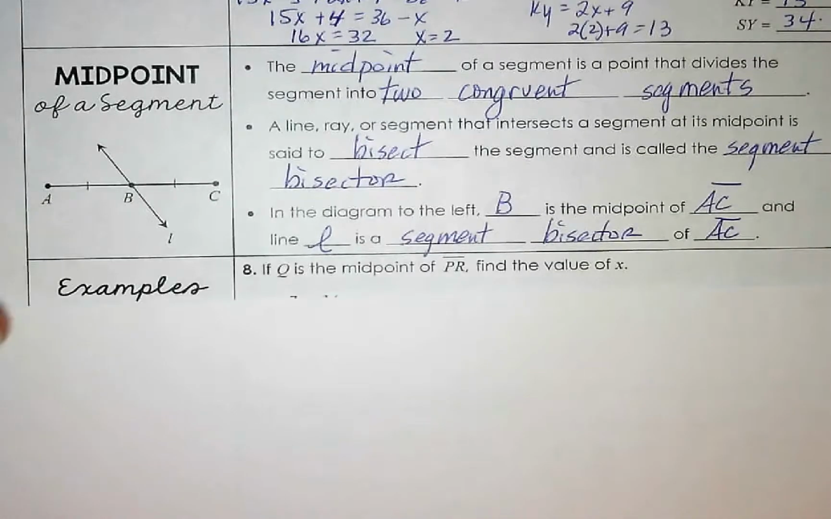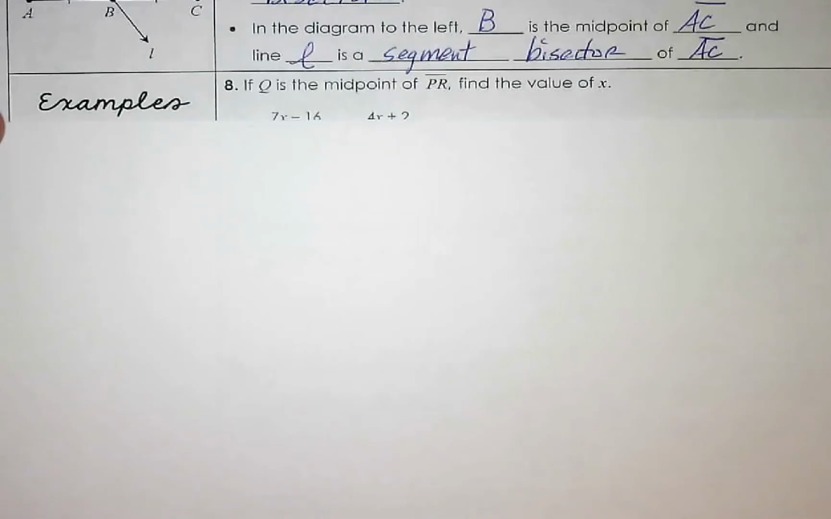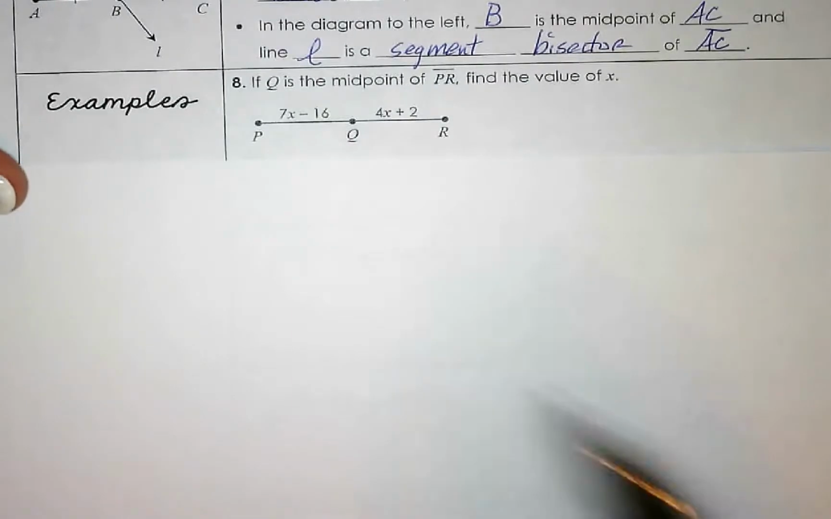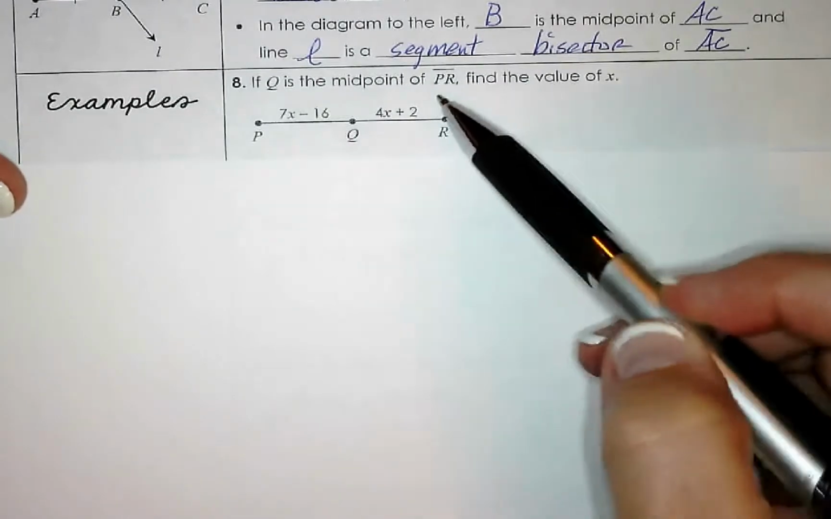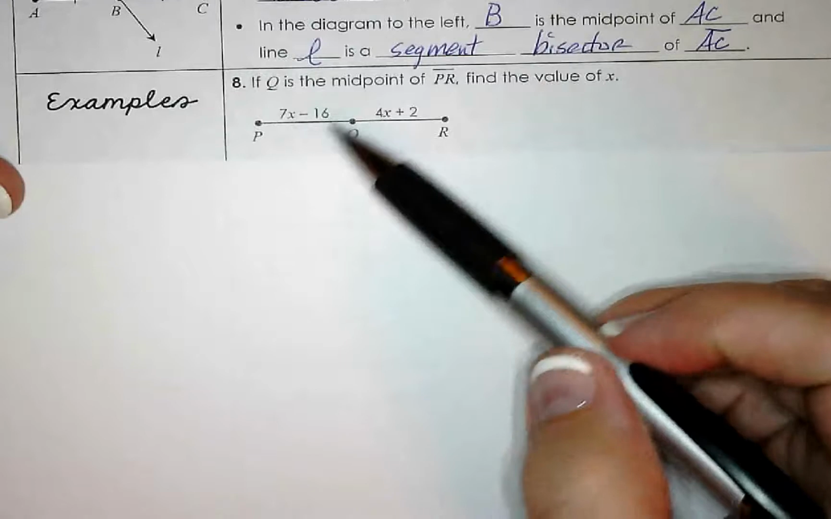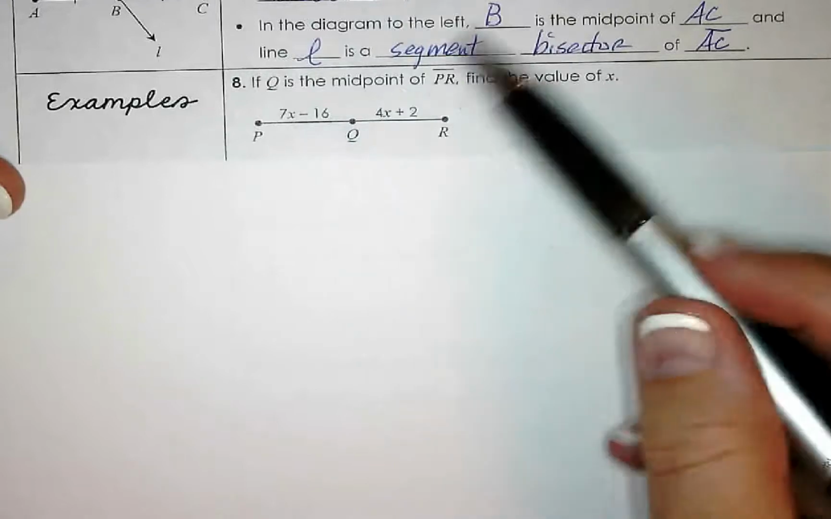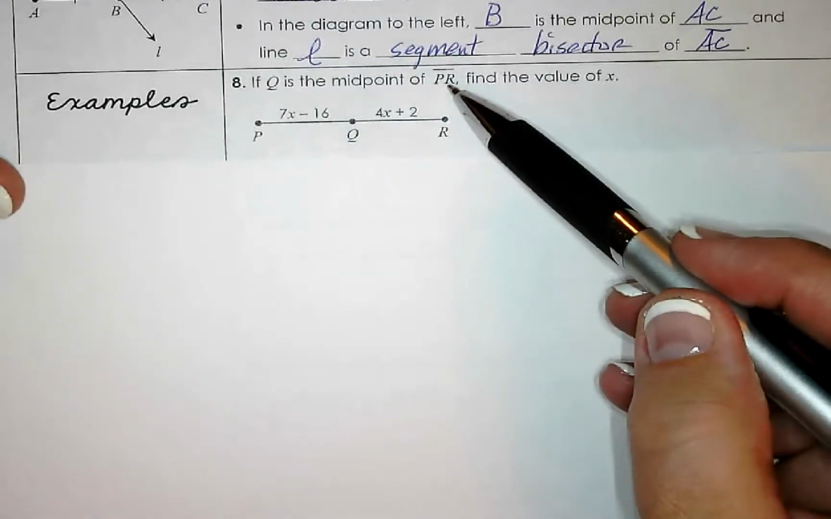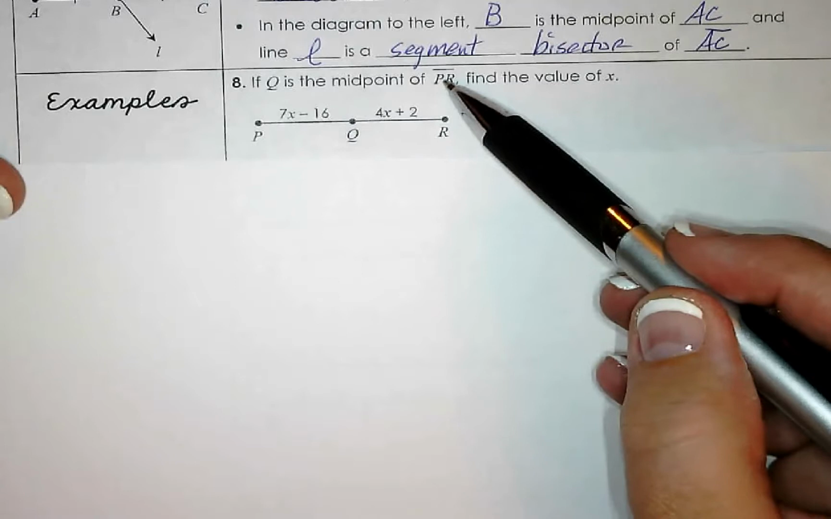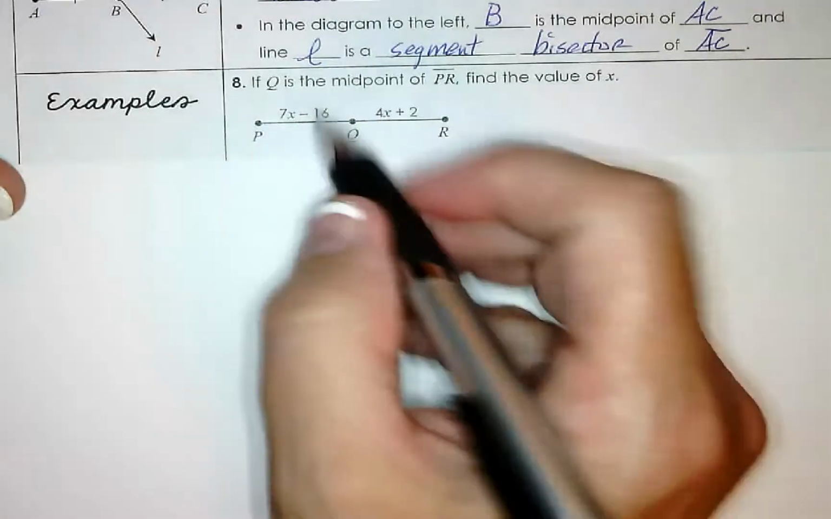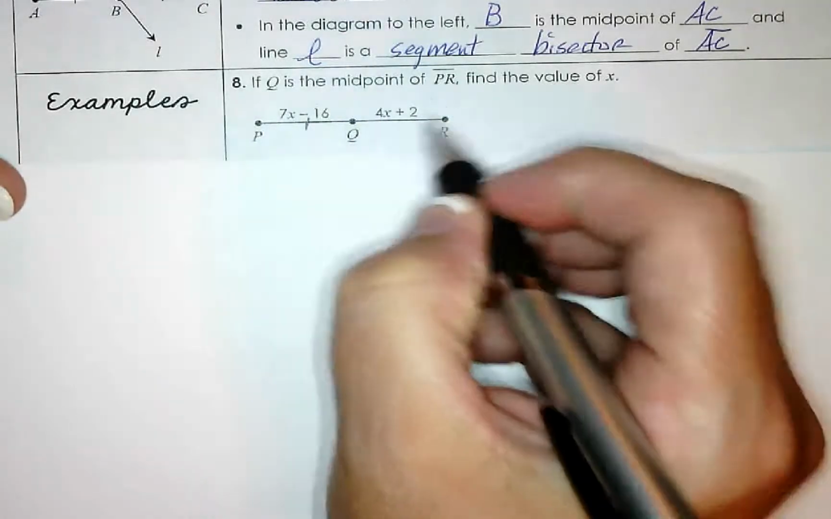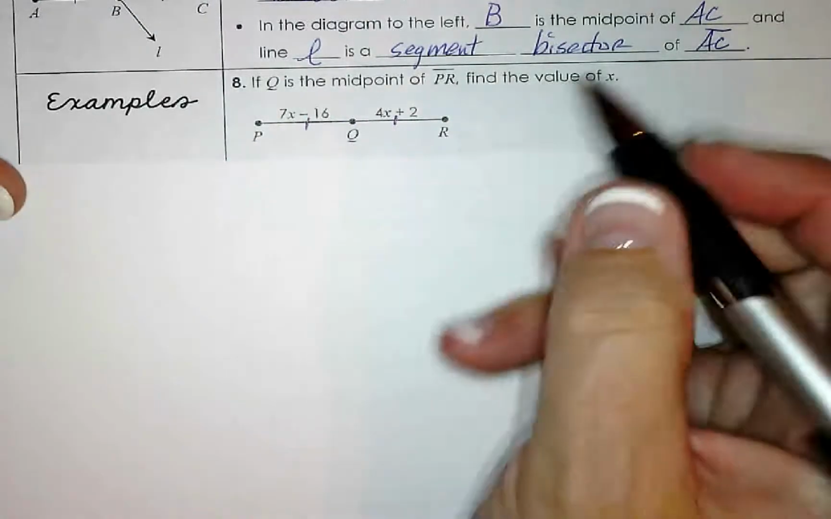All right, I'm going to do one example, and then you're going to stop the video, and you're going to do the rest, and then we'll talk through them. Okay, so here's the first one. Q is the midpoint of PR. Find the value of x. So midpoint is dividing a segment into two equal pieces. So PR is divided into two equal pieces. So this little piece equals this little piece.